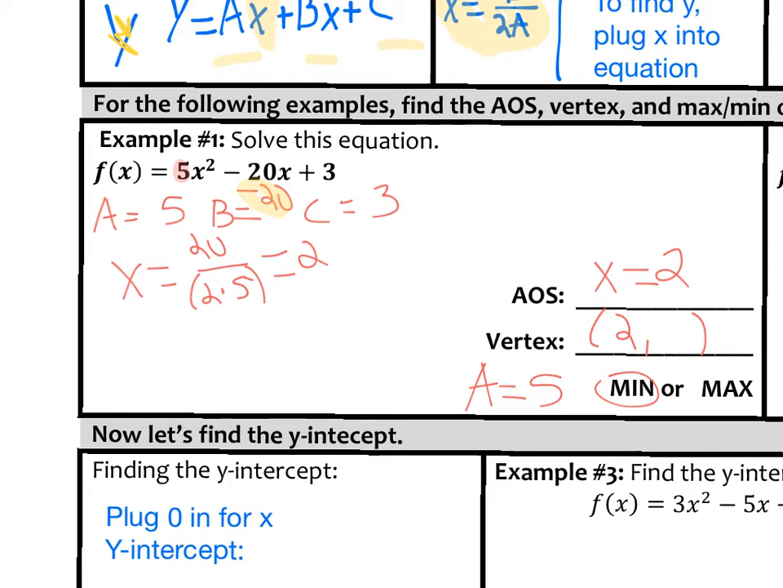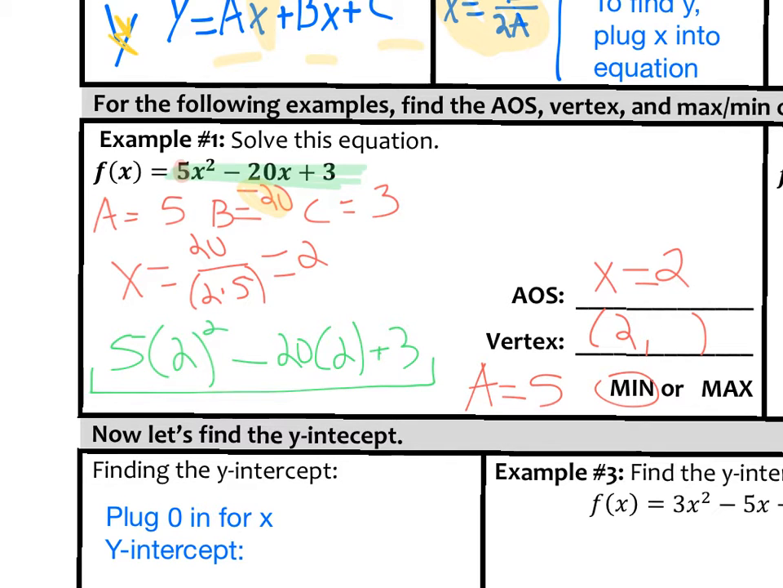We still need to find that y value. So we take that x and plug it in here. It's going to be 5 times 2 squared, minus 20 times 2, plus 3. Type all of that in your calculator at once. Don't do parts. Type it all. And our answer is negative 17. Eventually we'll be able to graph all of that after we find all of that information.